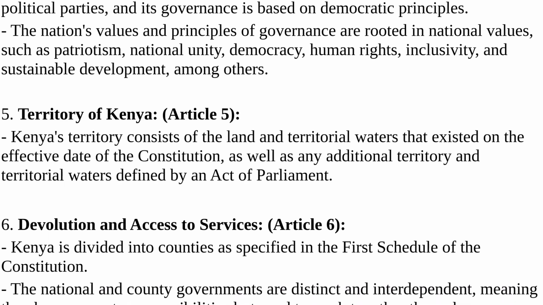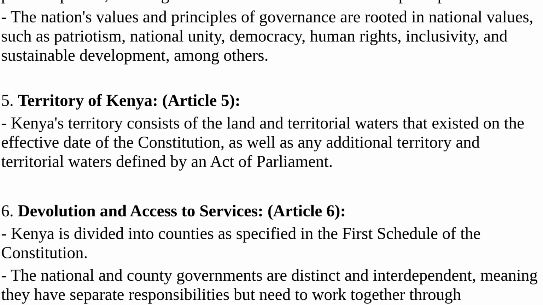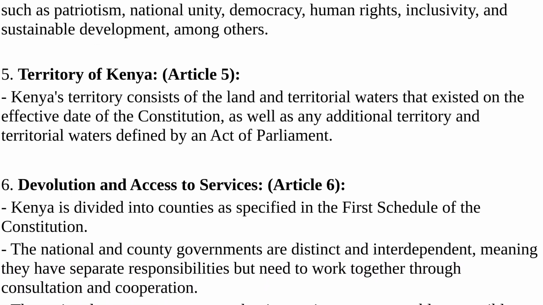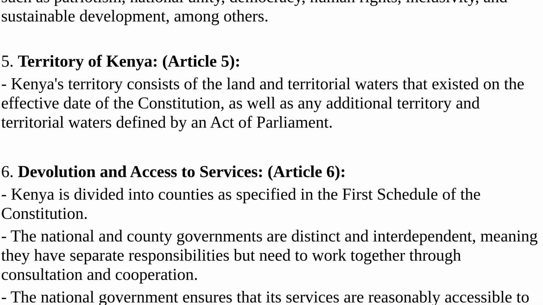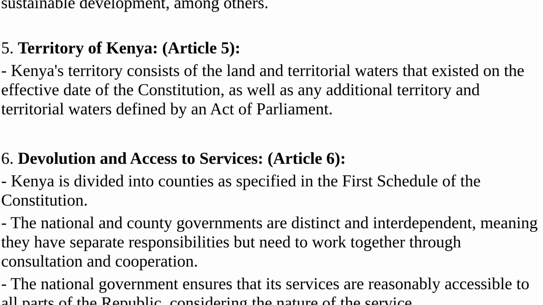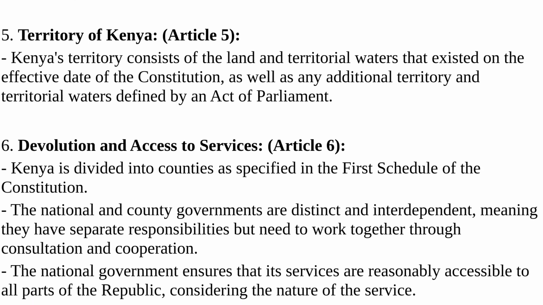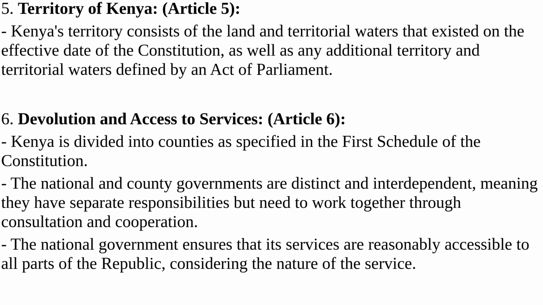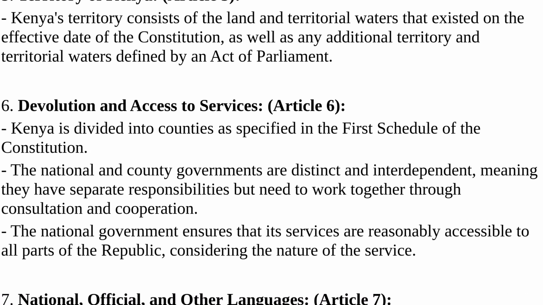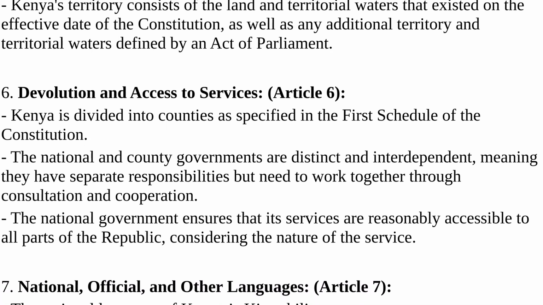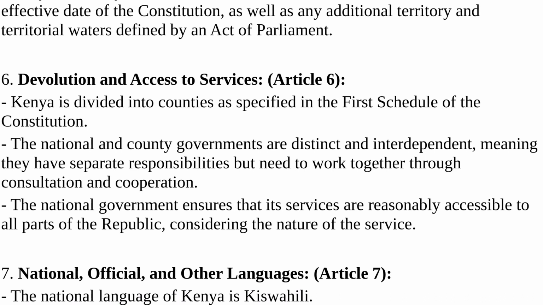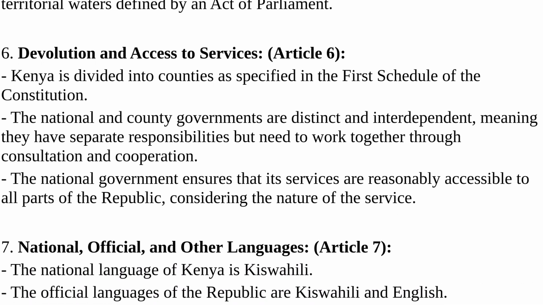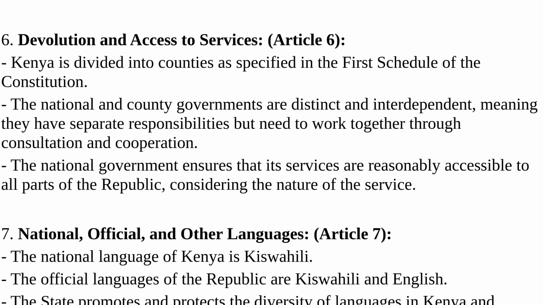6. Devolution and access to services. Article 6. Kenya is divided into counties as specified in the first schedule of the Constitution. The national and county governments are distinct and interdependent, meaning they have separate responsibilities but need to work together through consultation and cooperation. The national government ensures that its services are reasonably accessible to all parts of the republic, considering the nature of the service.